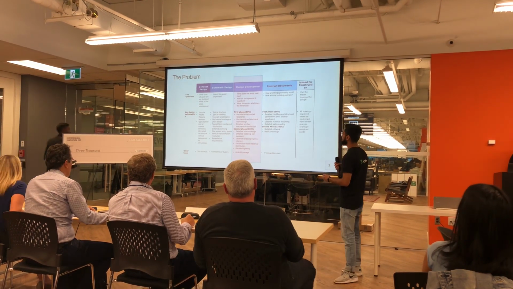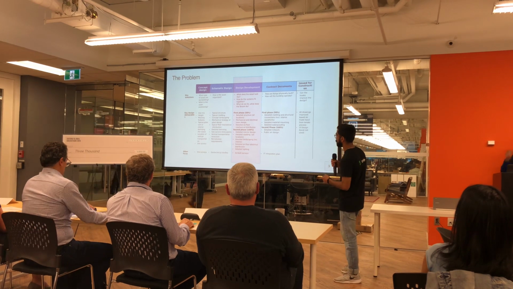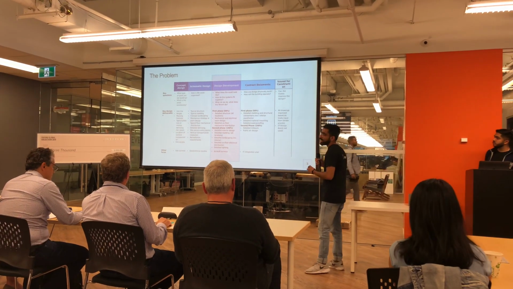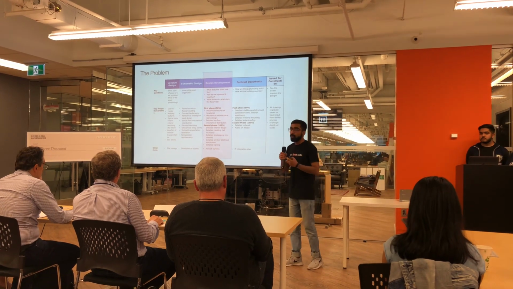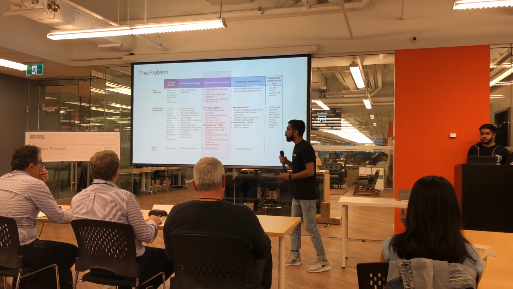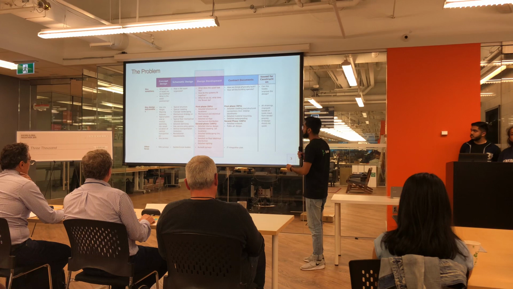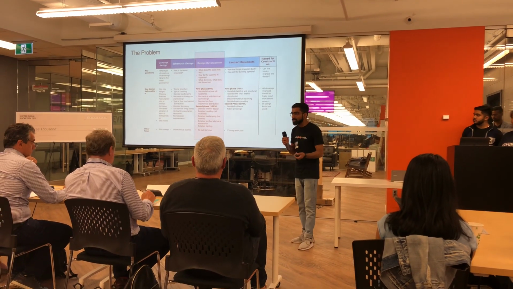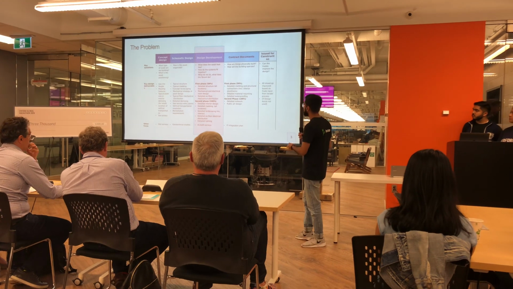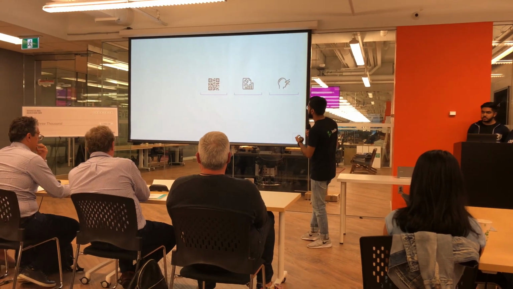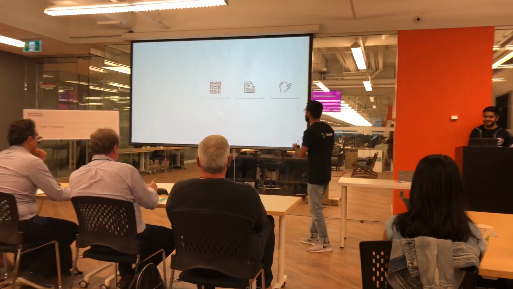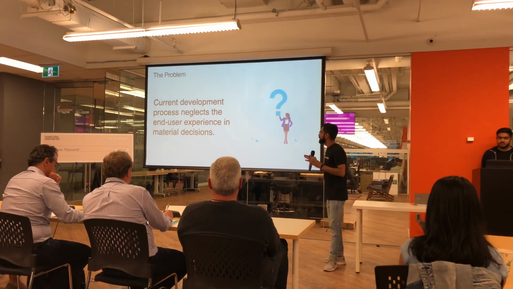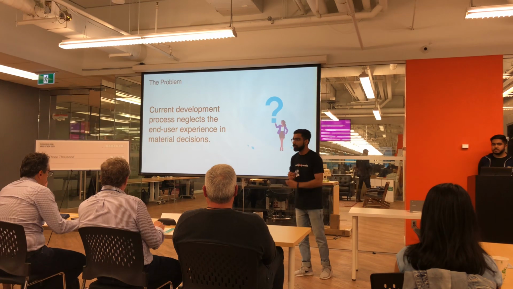This is the current process which Oxford follows for development. The design development is the third process where we actually think about who we are building for. What's the user persona? By the time we reach there, the major decisions have already been taken. Then aren't we missing something? That's what we're going to solve. Moving ahead. Oh wait, go back. The problem we're trying to solve is that current development progress neglects the end user experience in material decisions.